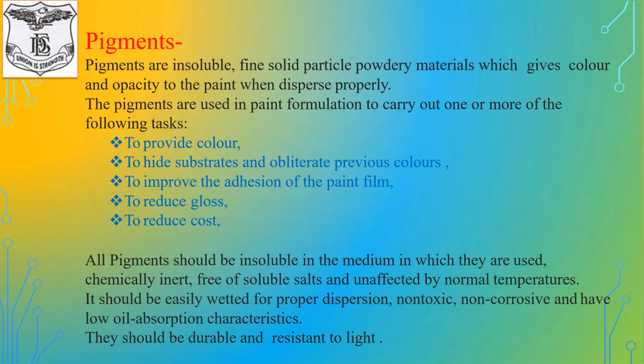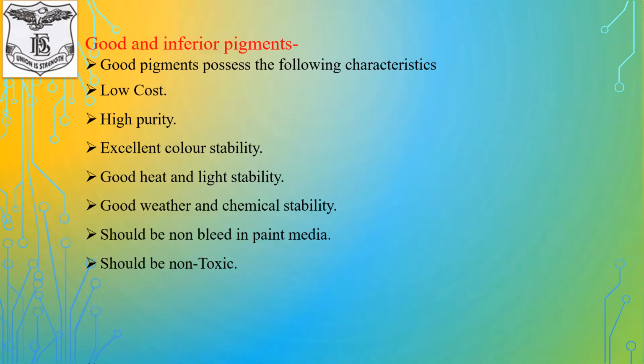They should be durable and resistant to light. Some pigments get faded. The pigments are basically colored organic or inorganic materials. If organic materials are exposed to exterior climatic conditions, they will fade. So the pigment must have maximum light stability or UV resistance when used for exterior purposes.